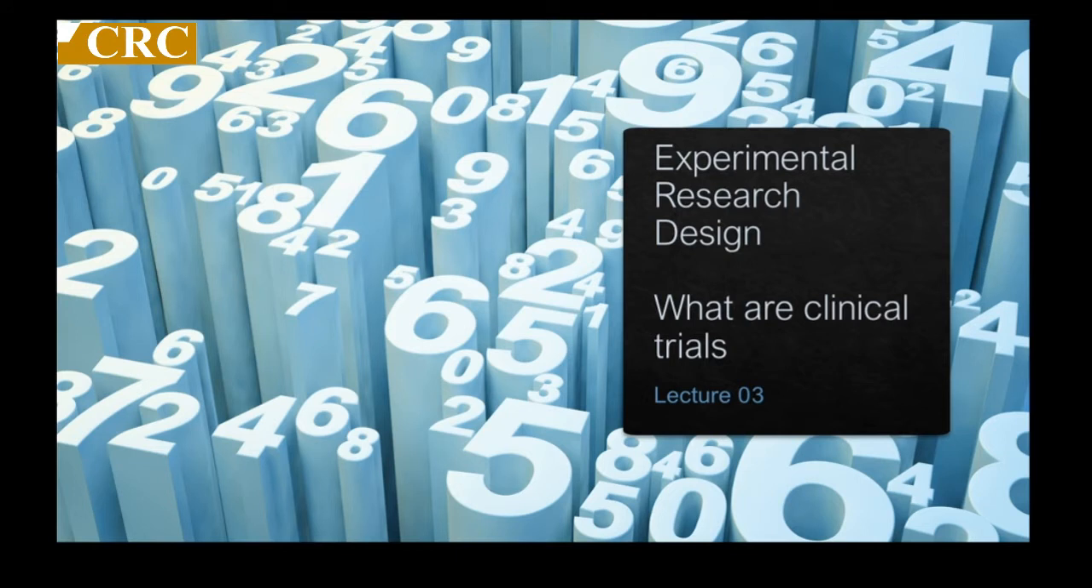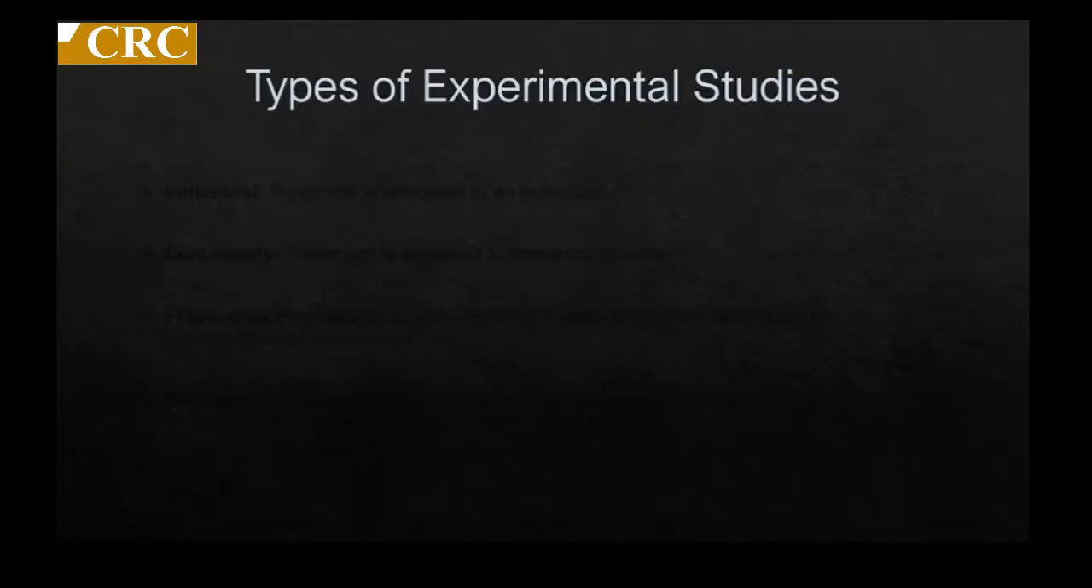Today we will have a tutorial on types of clinical trials, which is part of our experimental research design series. Experimental studies can be classified in several ways, depending on their design and purpose. In health sciences, experimental research is often called trials. Experimental research in health sciences can be divided into the following different trials.